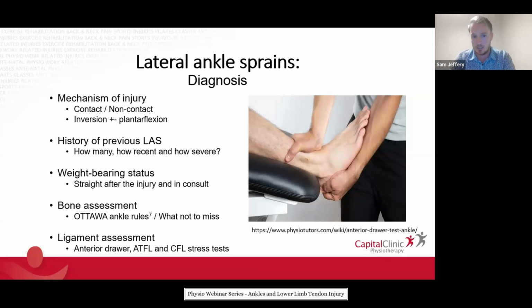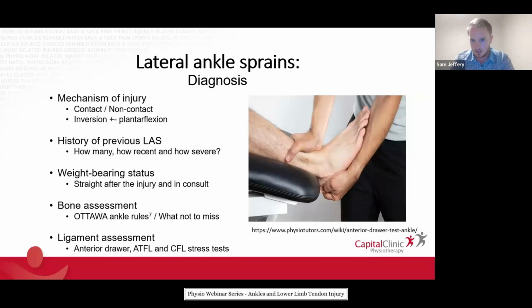Weight-bearing status straight after the injury and when we see these people is really important as well, which is going to inform our bone assessment, where we use our Ottawa ankle rules, which I'm sure everyone uses and knows, but I'll go over them quickly and then next slide. And then we do a ligament assessment, among many other things, but in the ligament assessment, we're just trying to determine which ligament, or if both ligaments of that lateral complex have been disturbed.